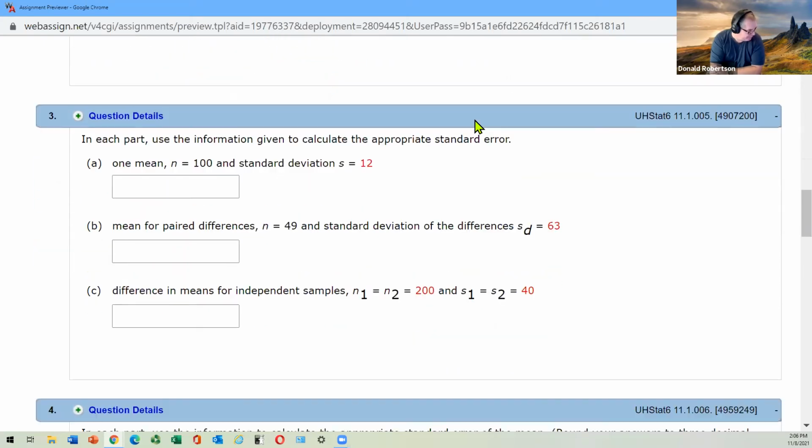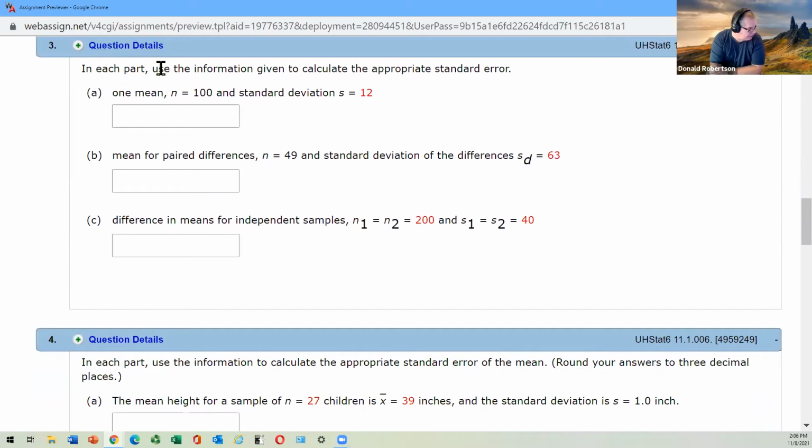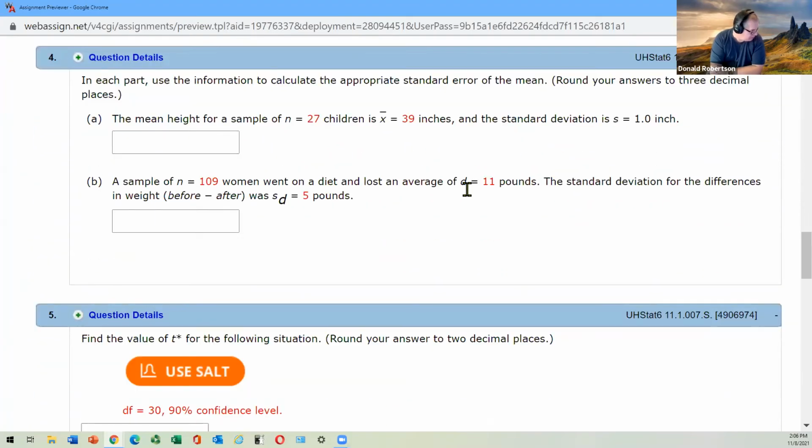All right. Now, in each part, use the information to calculate the standard error. Isn't this going to be 12 over the square root of 100, 63 over the square root of 49, 40 over the square root of 200? That is what it is.